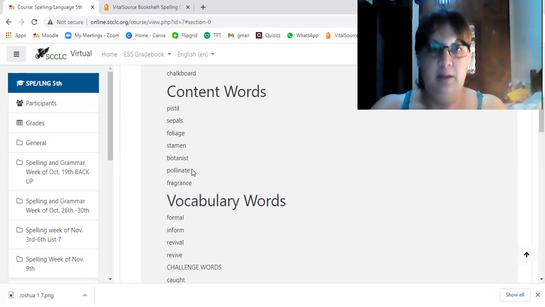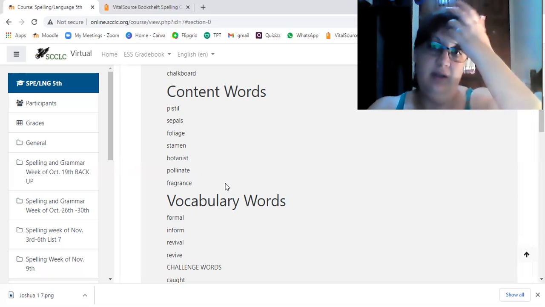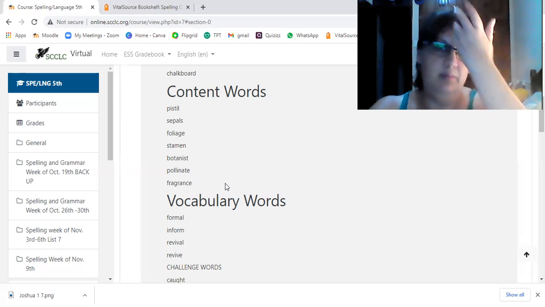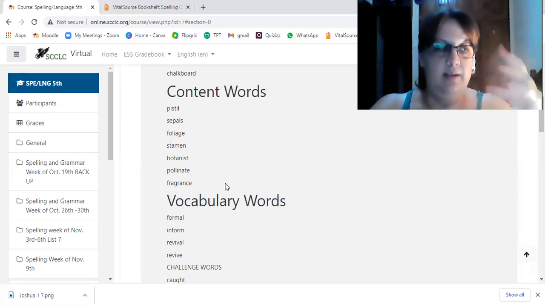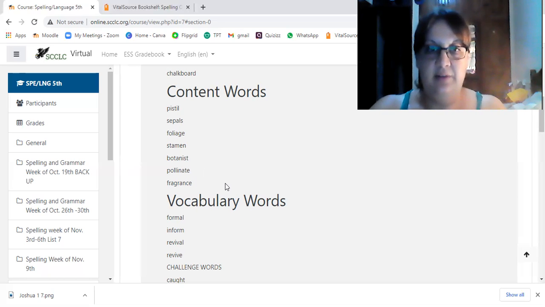All right. Pollinate. Pollinate is what a bee does to the flowers. So in our sample sentence, it does not talk about a bee, but it talks about a hummingbird. It says a hummingbird can pollinate a flower. And we also talk about bees who can pollinate a flower. Okay, that's when they move things from flower to flower, and that helps the flower bloom as they take the nectar out of there. Fragrance.